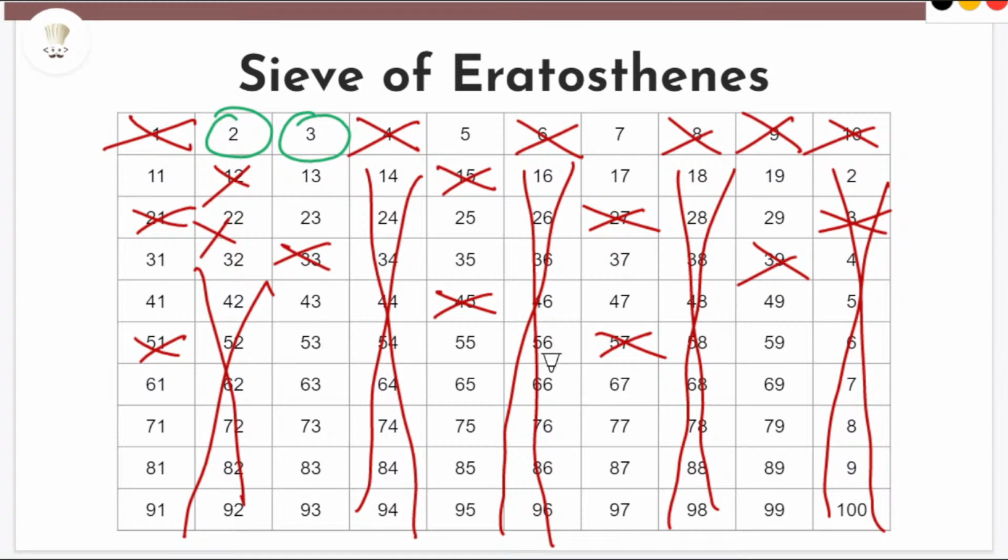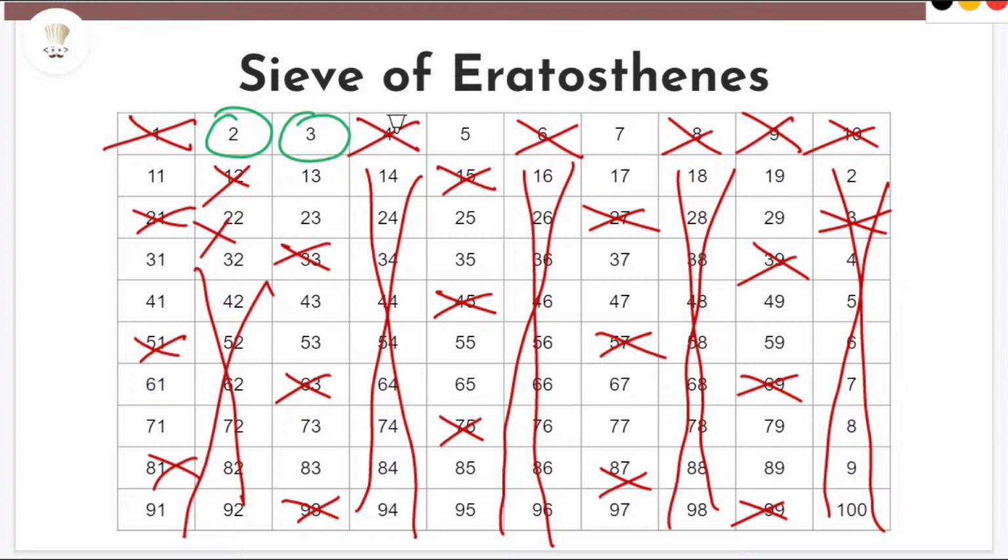57, 69, 63, 75, 81, 93, 87, 99. I think these cover all of the multiples of 3, right?